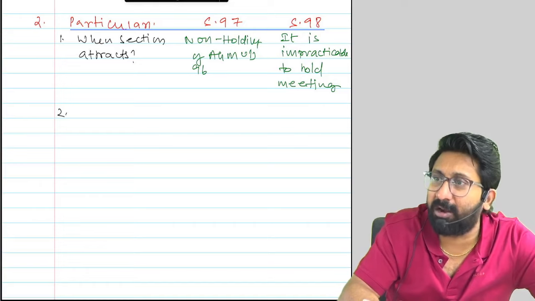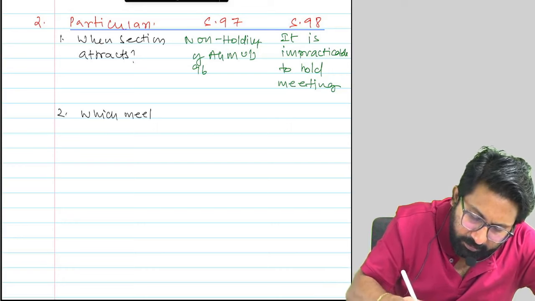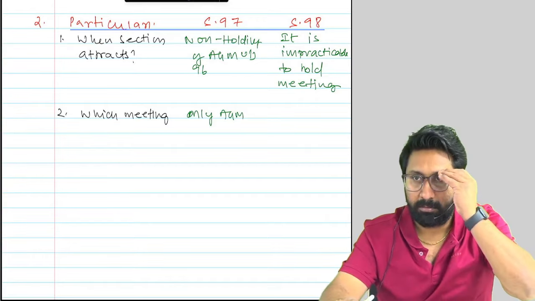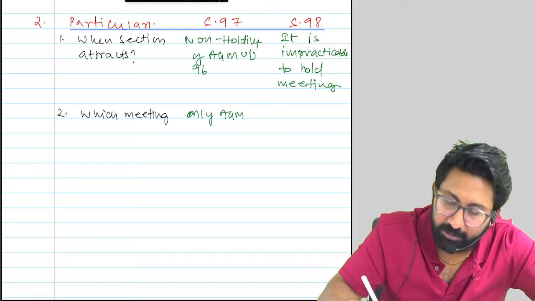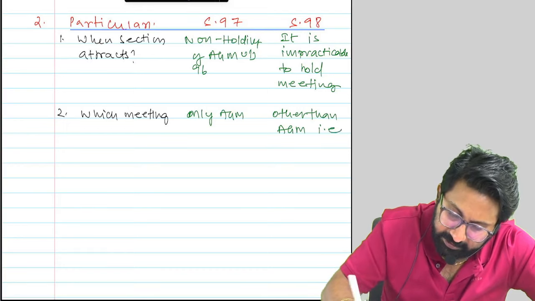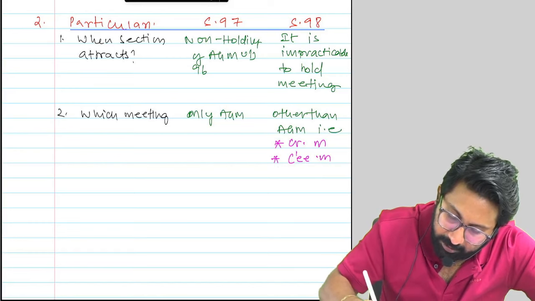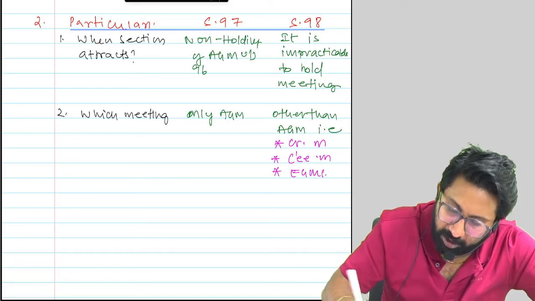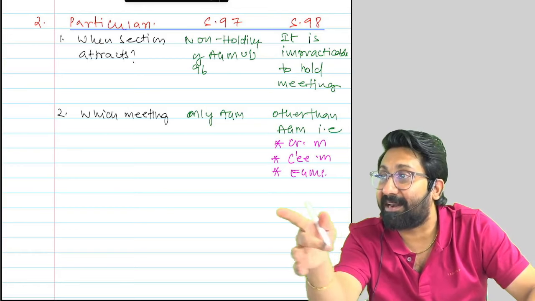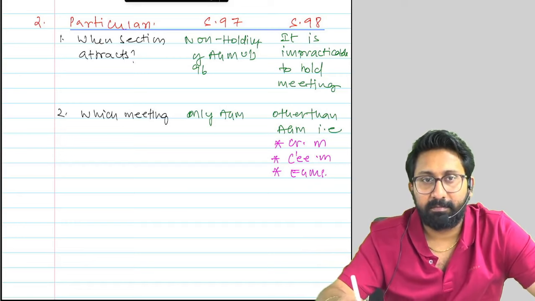Number two. Are you ready, everyone? Not ready to copy, ready to answer. Tell me, second one, which meeting is covered? First case, 97, which meeting is covered? Only AGM. 98, what is covered? Other than AGM: creditors meeting, committee meeting, EGMs. All are covered. That's why the section heading says calling of meeting by Tribunal on the notice of members, etc. Not only members, members and others also will be covered. That's why "etc." is there. Clear?